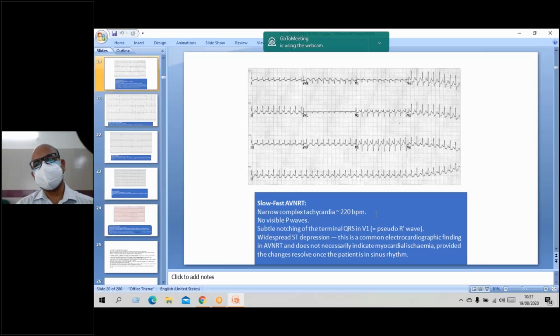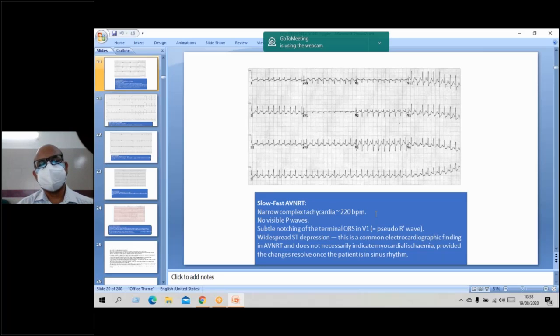Some triggering factors: tea, coffee, alcohol, exercise, emotion, anxiety. These are the triggering factors. Sometimes a disease, maybe thyrotoxicosis, maybe WPW syndrome, maybe drug digoxin, may be associated or act as a triggering factor for the development of supraventricular tachycardia. Otherwise, most cases of supraventricular tachycardia are benign.